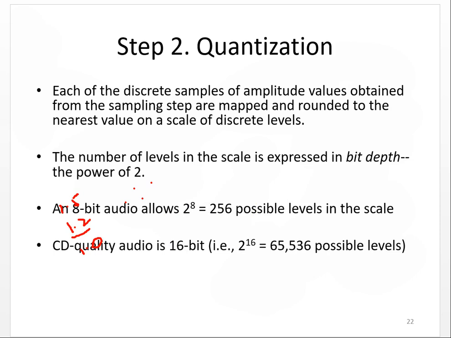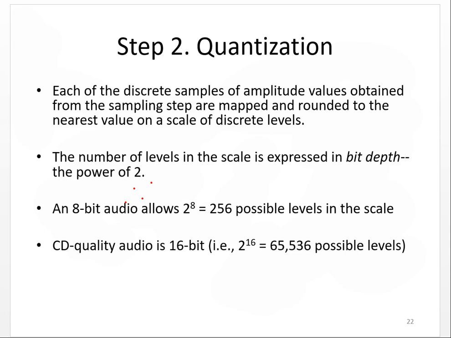So each of the discrete sample amplitude values obtained from the sampling steps are mapped and rounded to the nearest value on a scale of discrete levels. Now the number of levels in the scale is expressed in a bit depth. So keep in mind, what is bit depth? It is related to the number of levels, and the number of levels is all about a power of 2, meaning 2 raised to power n.